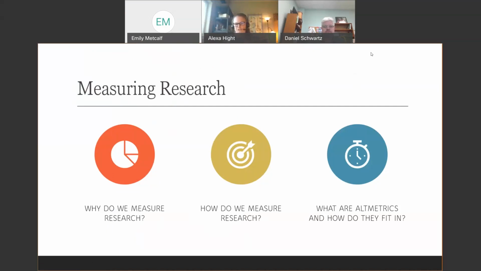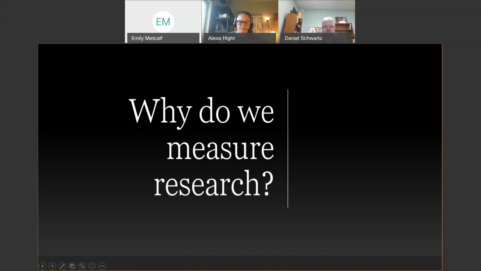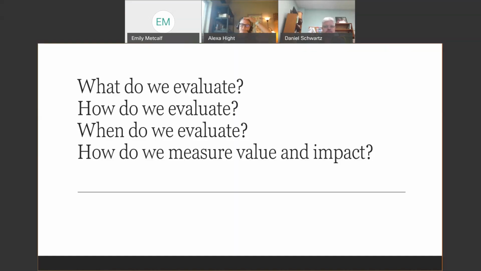Why do we measure research and how do we measure research? And then what are altmetrics and how do they fit into that? So why do we measure research? And what do we evaluate? How do we evaluate it? When do we evaluate? And how do we measure value and impact?